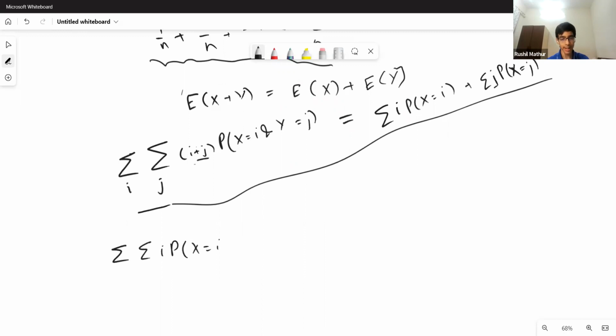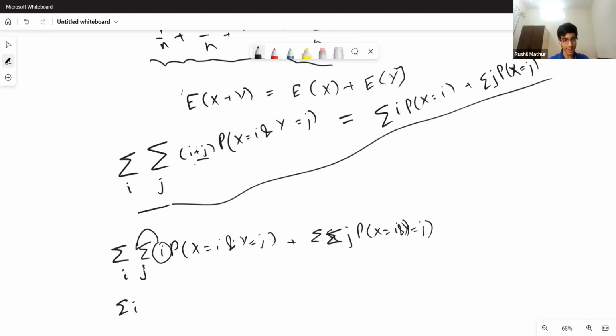So we split the left sigma into double sigma i times P(x = i and y = j) plus double sigma j times P(x = i and y = j). Because there are 2 sigmas, this one is varying over i and this one over j. We can take i common from this j sigma because j doesn't really depend on i, and take this one out here. So you get sigma i times P(x = i and y = j). And basically j is going to vary over everything, and y has got to be something.